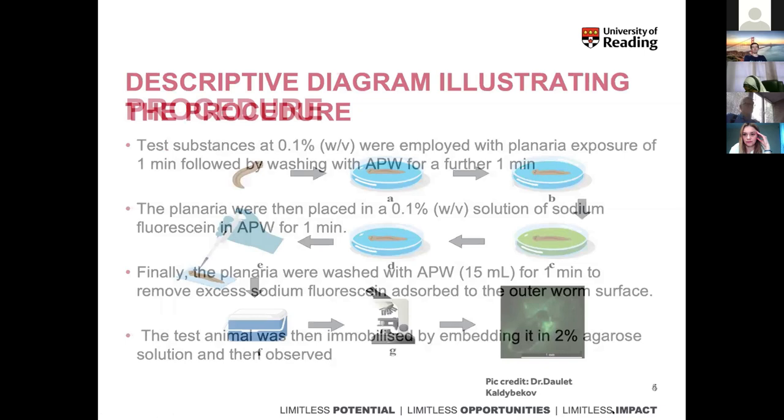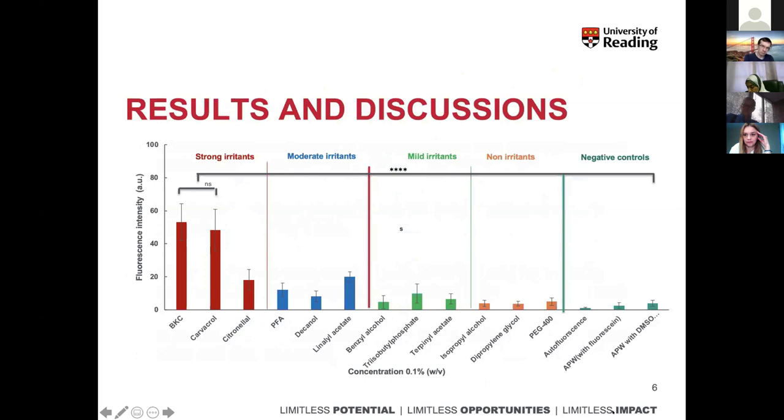In this particular experiment, we used different sets of compounds that are irritant to the skin. We broadly differentiated these compounds into four major classes: strong irritants, moderate irritants, mild irritants, and non-irritants. The basis of this classification was the primary irritation index, which is basically a measure of how toxic a compound is toward human skin. The strong irritants have the highest primary irritation index value, while the non-irritants have the lowest. The control used here was the medium alone, that is, the artificial pond water with fluorescein.